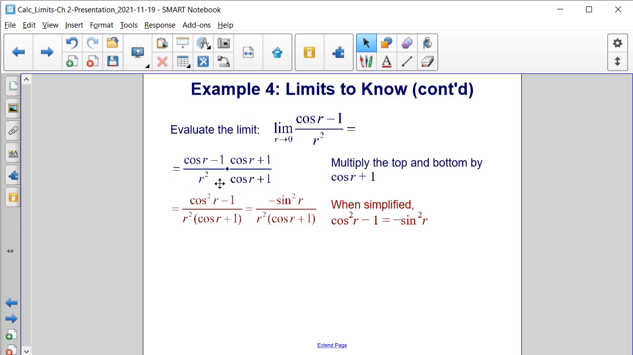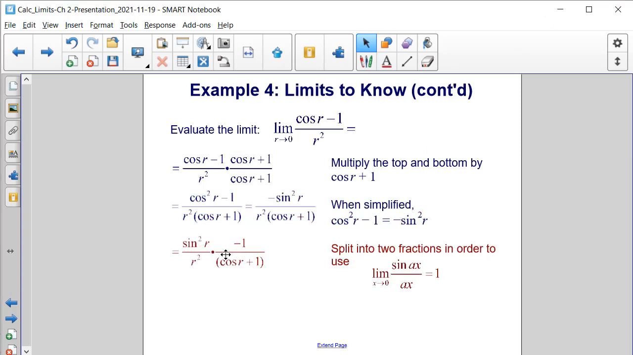And then again, based on the Pythagorean identity of sine squared plus cosine squared being equal to 1, we can substitute negative sine squared of r in for cosine squared of r minus 1. Next, we can split up this numerator into two factors, sine squared of r times -1. And then we can split up the two factors in the denominator to be r squared in the first fraction times cosine of r plus 1 in the second fraction.